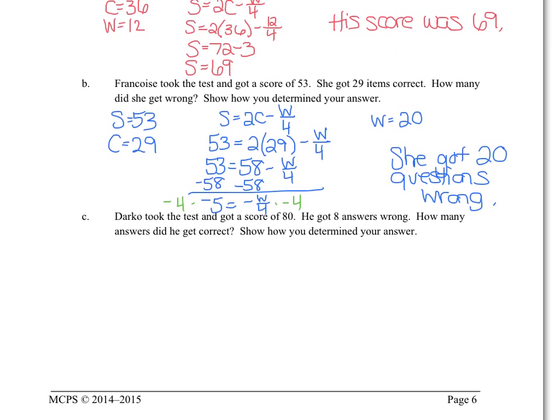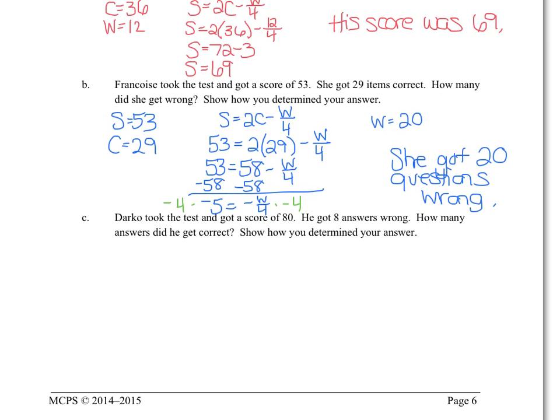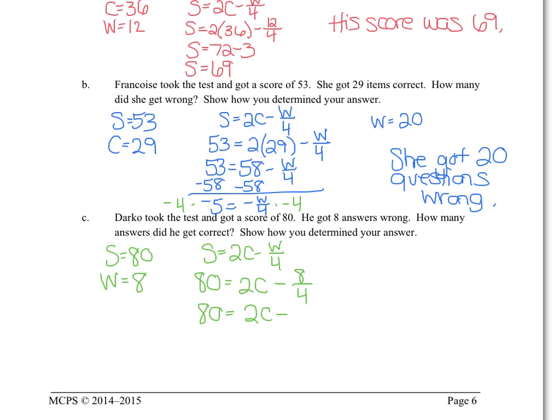Finally, for part C, Darko took the test and got a score of 80. So S equals 80. He got 8 answers wrong, so W equals 8. How many answers did he get correct? Well, S equals 2C minus W over 4 is our formula. S equals 80. We don't know what C is, so we're going to leave it at 2C, minus W, which is 8 over 4. So this is going to give us 80 equals 2C minus 8 divided by 4, which is 2.